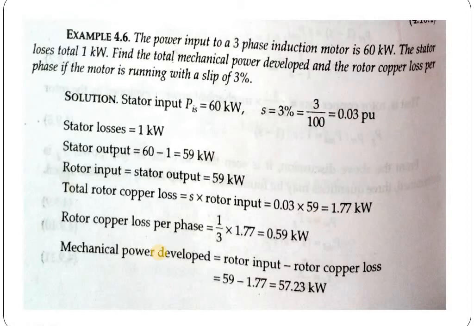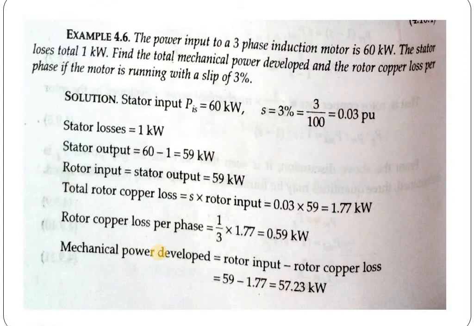The power input to a 3-phase induction motor is 60 kilowatt. The stator losses total 1 kilowatt. Find the total mechanical power developed and rotor copper loss per phase if the motor is running with slip of 3%. So, stator input is 60 kilowatt, slip is 3%, so it will be 0.03 per unit. And stator loss is given 1 kilowatt.